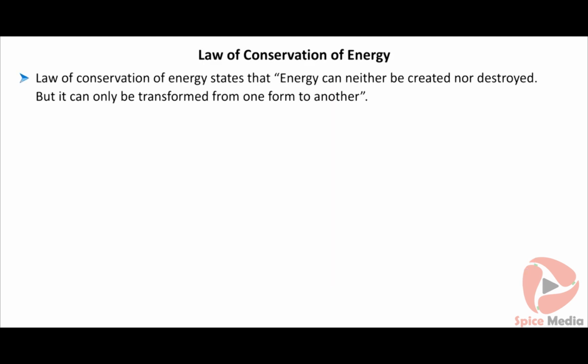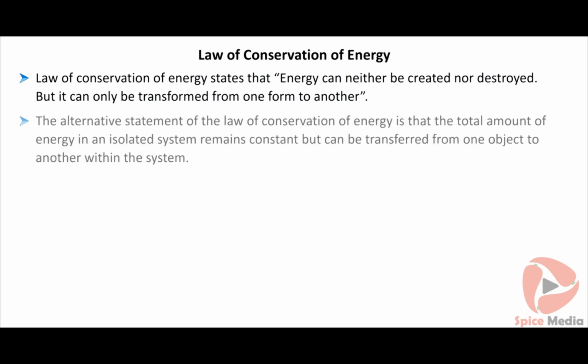Energy can be obtained through energy conversion. This is based on the law of conservation of energy, which states that energy can neither be created nor destroyed, but it can only be transformed from one form to another. The alternative statement of the law of conservation of energy is that the total amount of energy in an isolated system remains constant but can be transferred from one object to another within the system. Here, system refers to the object of our study.